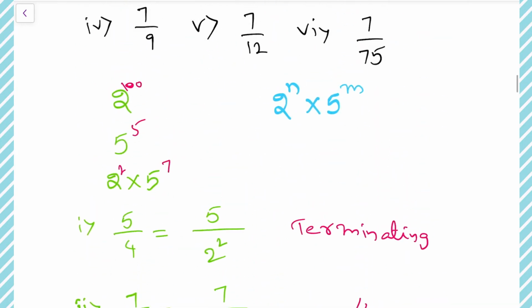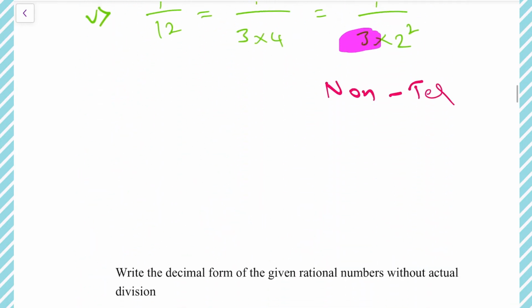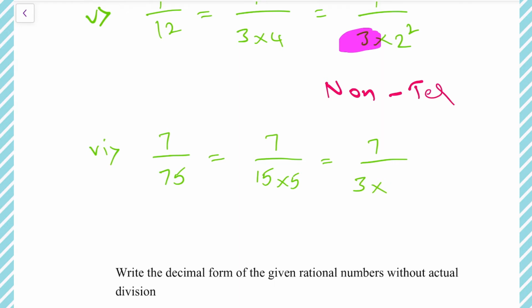Next question, 7 by 75. 7 divided by 75 can be written as 7 by 15 times 5, and again 15 can be written as 3 times 5, so 3 into 5 into 5. Now if we observe the denominator, 5 is there, no problem. But besides 5, some other number 3 is there. So that's why this is again a non-terminating repeating type of decimal.